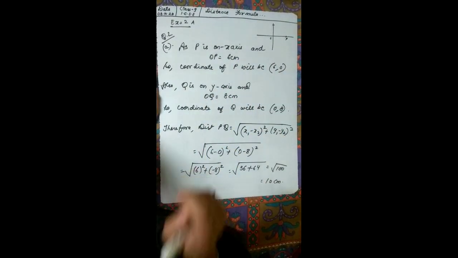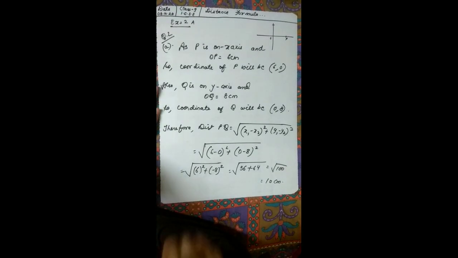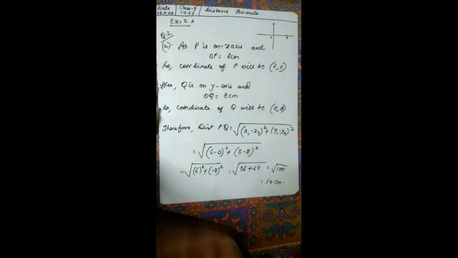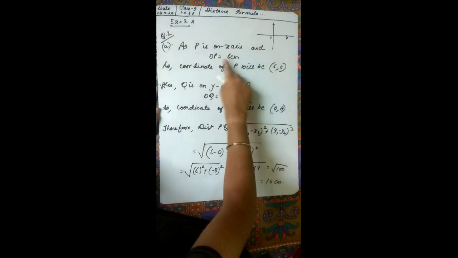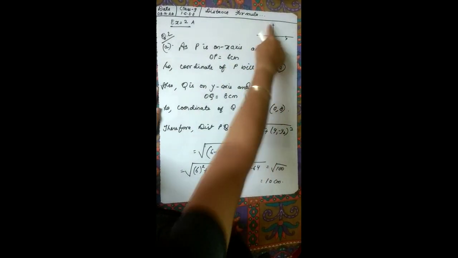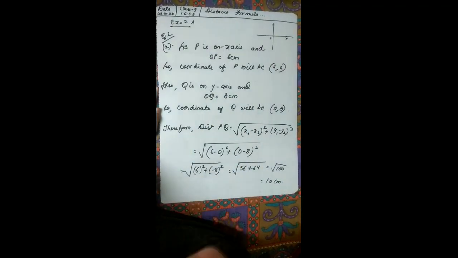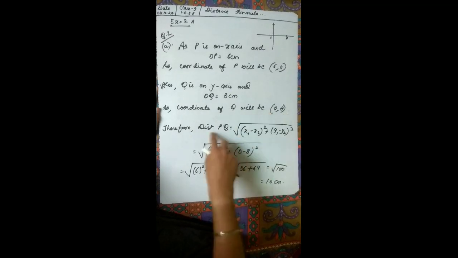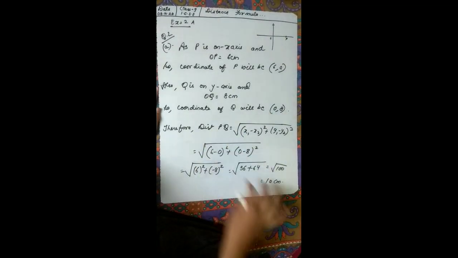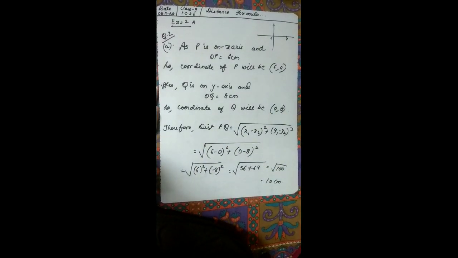So I told you before also that if you want to find the coordinate on x-axis, your y is absent, so y will be 0 and x will be 6. And if your point is on y-axis, your x is absent, so 0, 8. Alright, so you have two coordinates. I've used the distance formula here. Just check it out. Okay, coming to the next question.